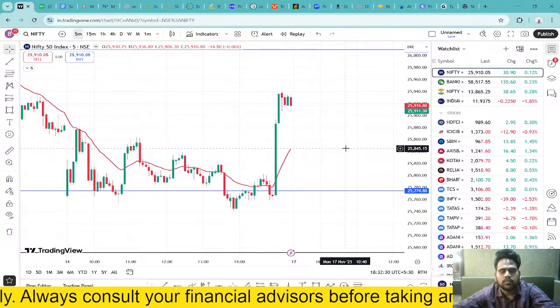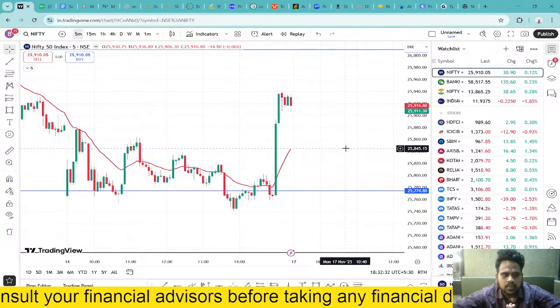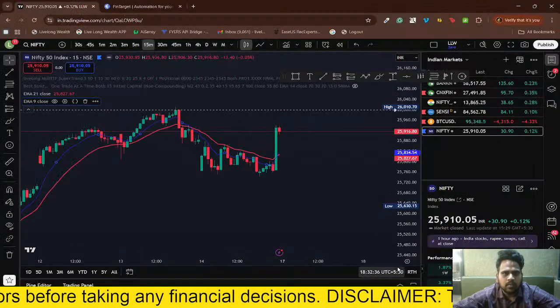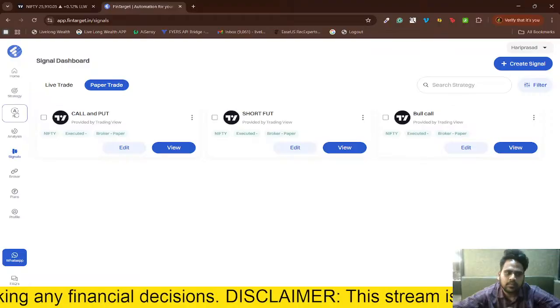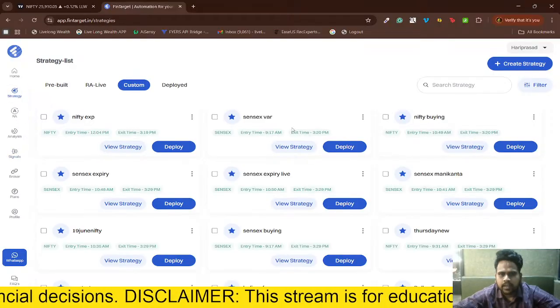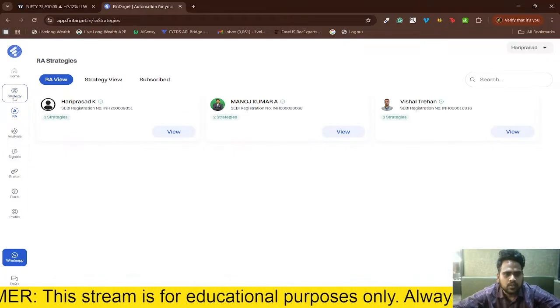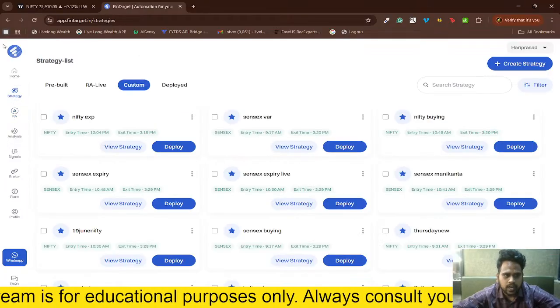We can use algos' help here. So how to do that? When you go to our FinTarget platform, we have ready-made strategies. First of all, we have so many ready-made strategies over here. You can see we already have strategies.